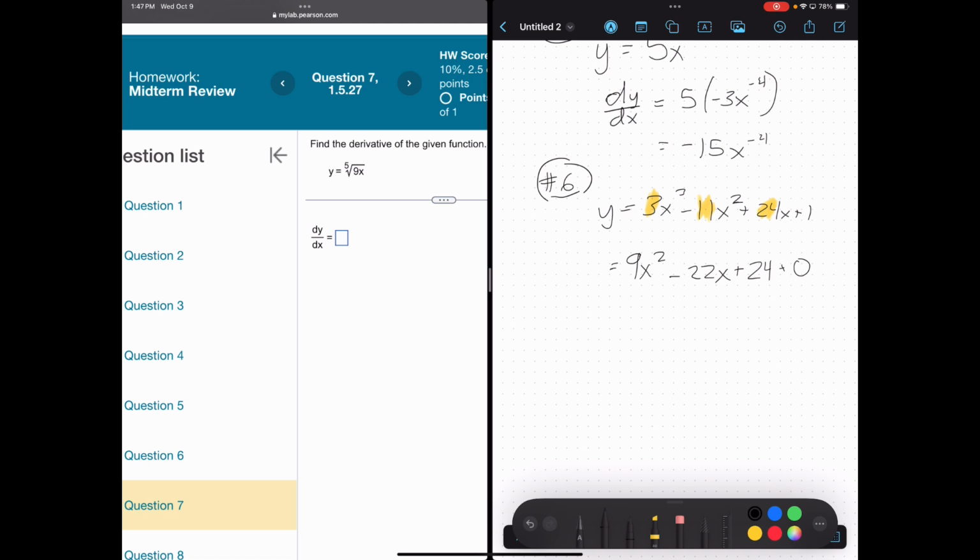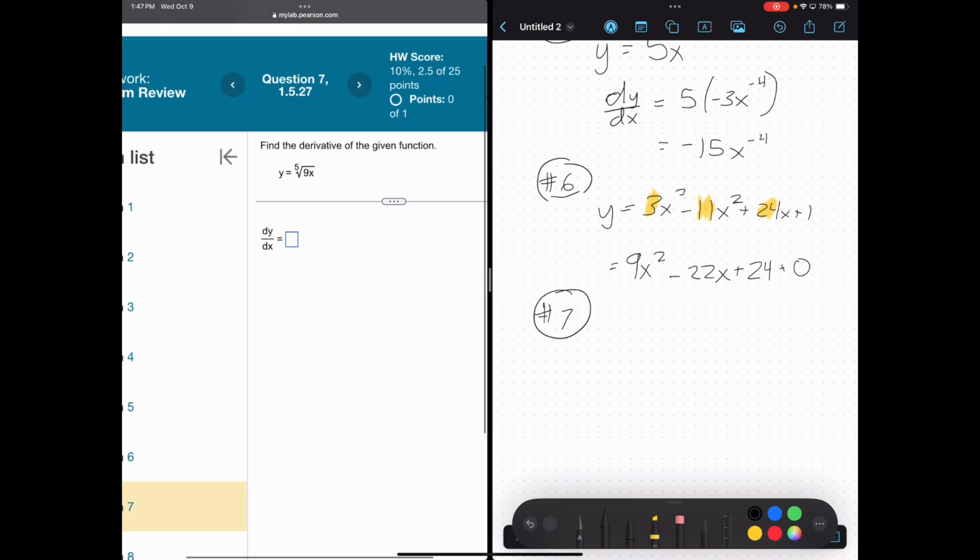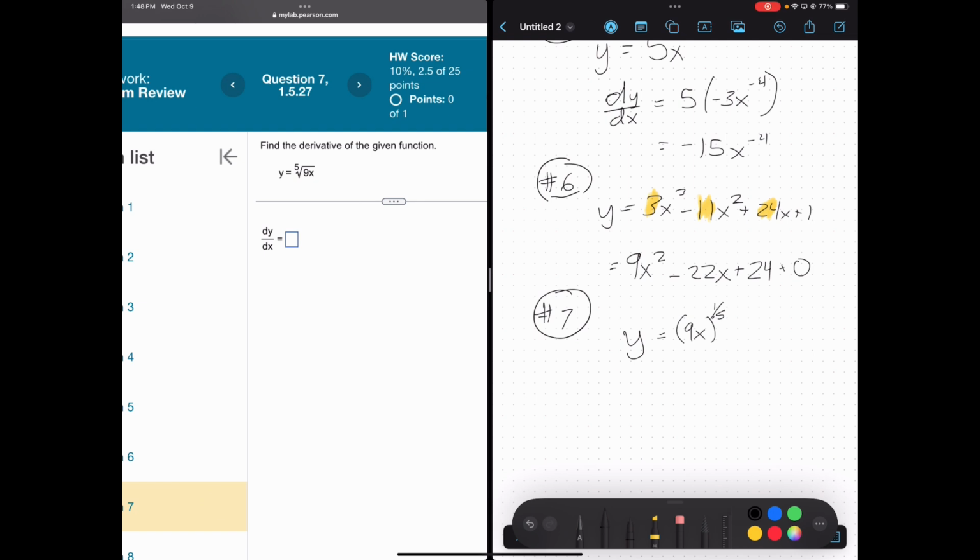Question 7. The 5th root of 9x. How do I take derivatives of roots? Make it a fraction. You make it a fraction exponent, right? I can just rewrite this one as 9x to the 1/5. Okay, so I can write this as 9x to the 1/5. Awesome. And then I can just take my derivative like normal.